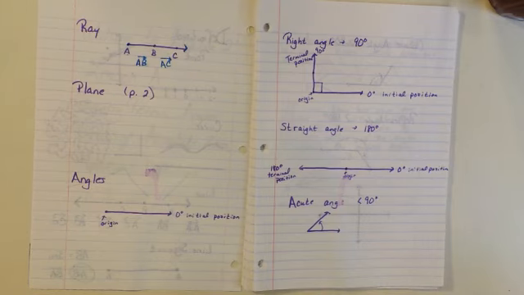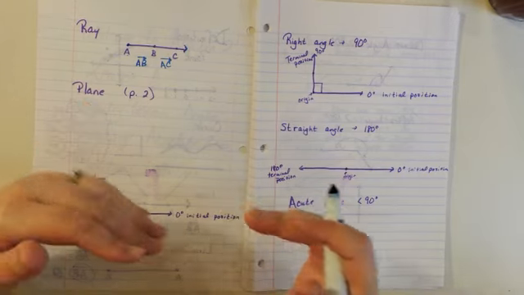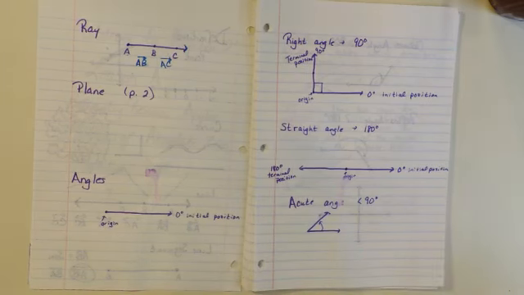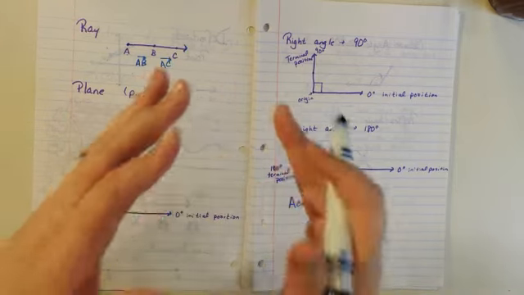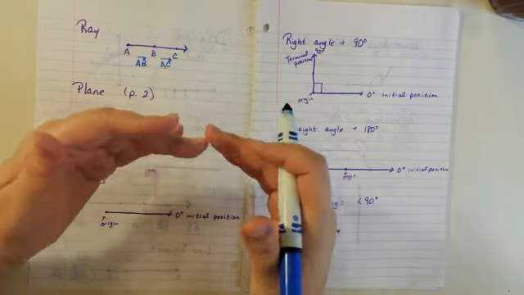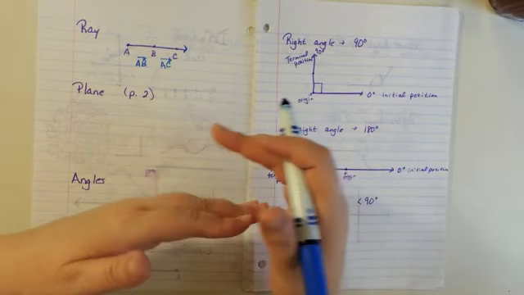Okay, so we've gone through points, which have no size. Now we're doing lines, which have length, but don't have width. Now we're going to talk about planes. A plane is a flat, two-dimensional surface. It has no boundaries and no thickness. So it isn't high, and it isn't thick, it just has length and width.